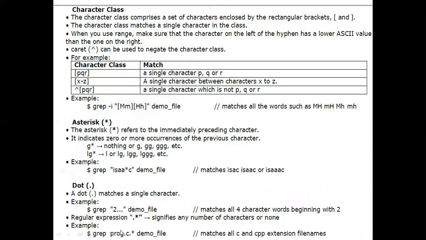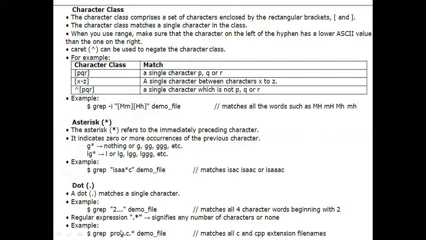So as you can see here, grep program.c.star. That means it should match all the files which start with program.c. Dot star means it can be zero, that means zero or more occurrences. So it should match all the files that start with program.c and all CPP extension also. That means dot star can be zero or more number of occurrences. So it can be .c, .cpp.